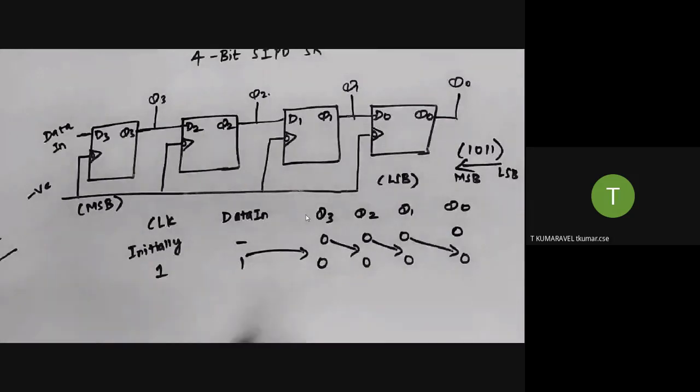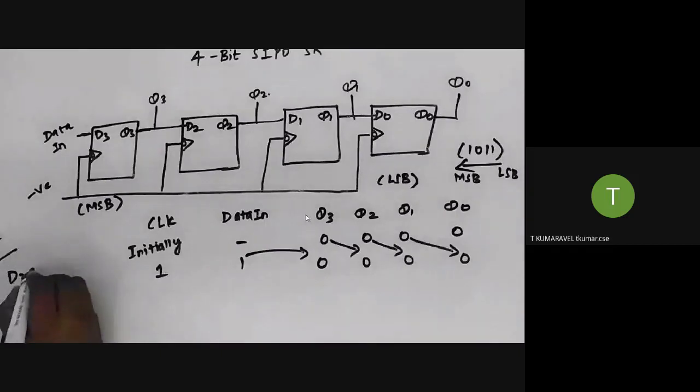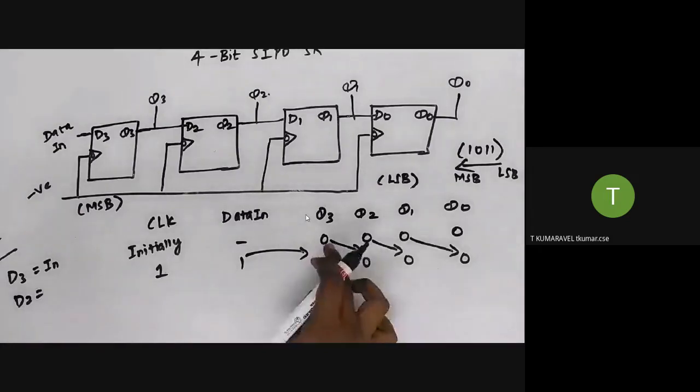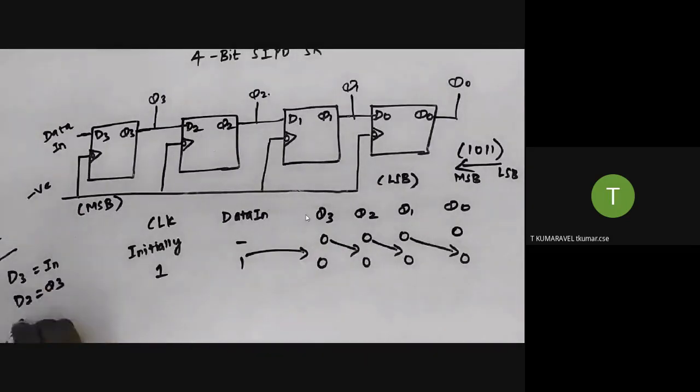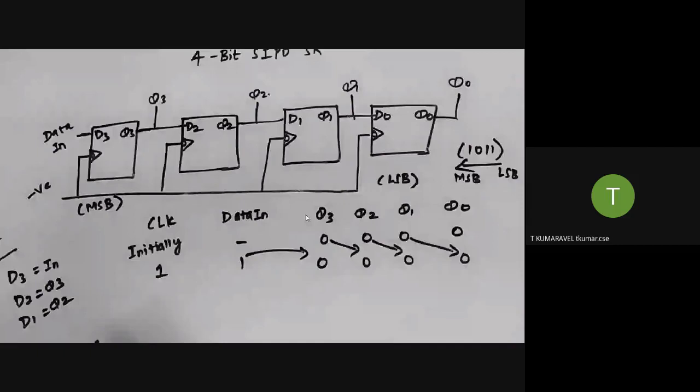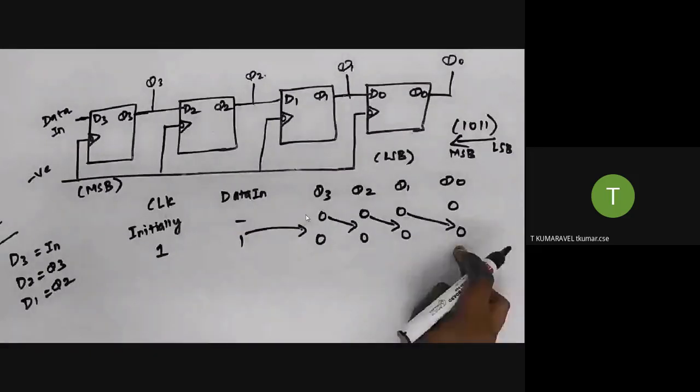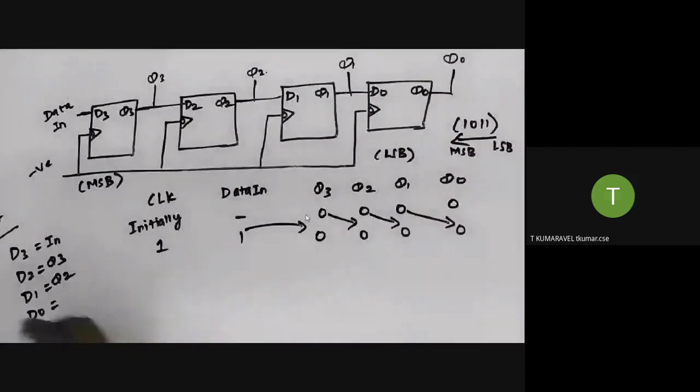Your input data is accepted by D3. What is the input for D2? The Q3 output is the input for D2. Similarly, the input for D0 is Q1. This is the status, and the same thing is represented here.